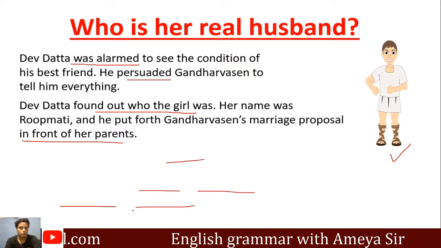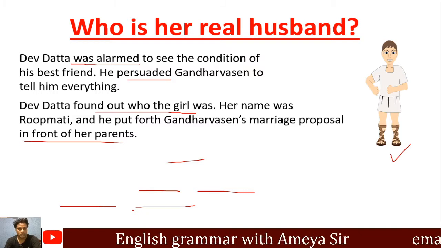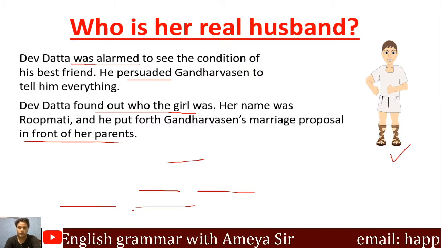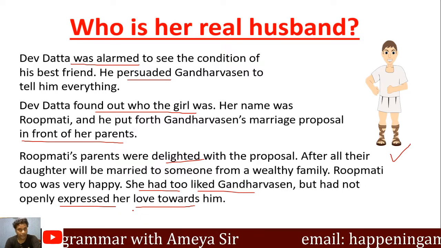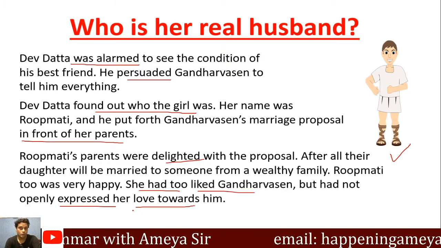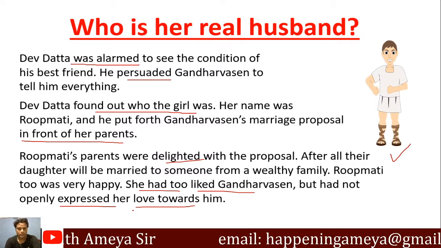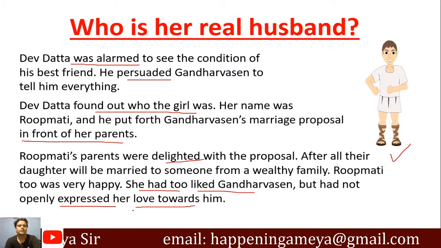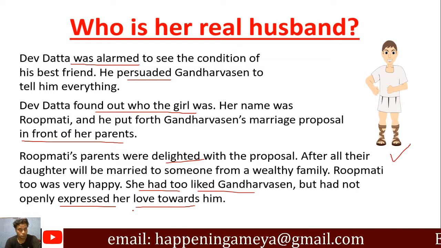Devdatta found out who the girl was. Her name was Roopmati, and he put forth Gandharvasen's marriage proposal in front of her parents. Roopmati's parents were delighted with the proposal. After all, their daughter would be married to someone from a wealthy family. Roopmati too was very happy. She had also liked Gandharvasen but had not openly expressed her love towards him.